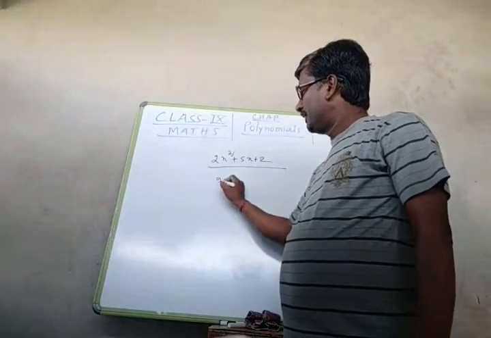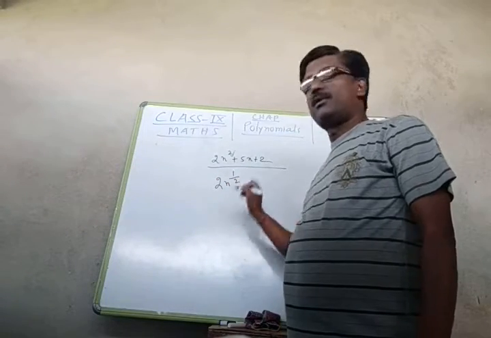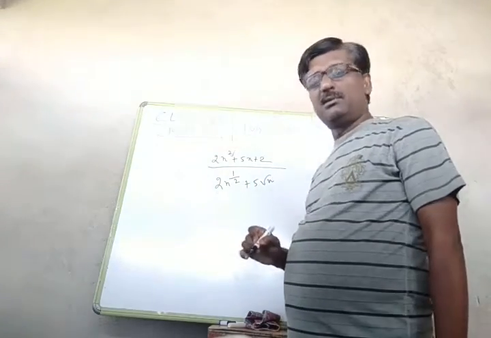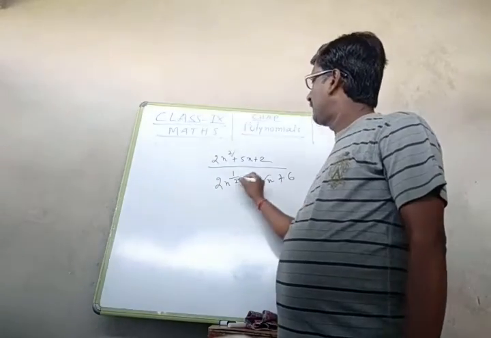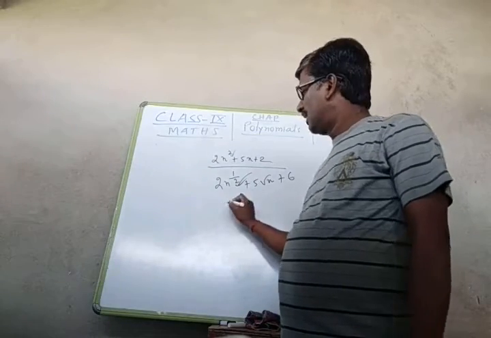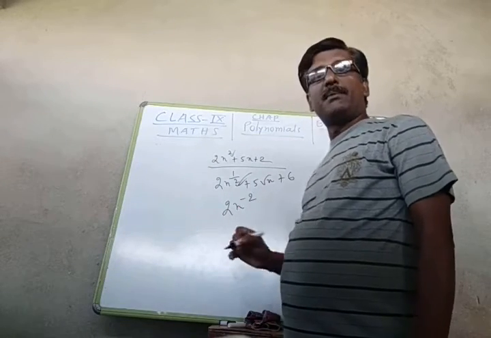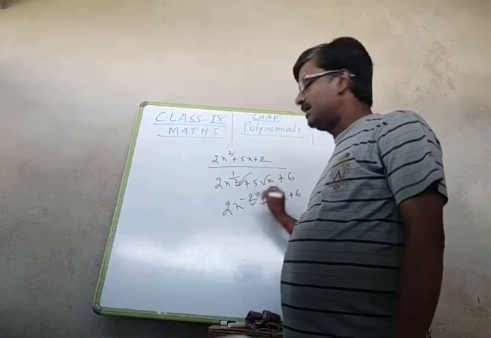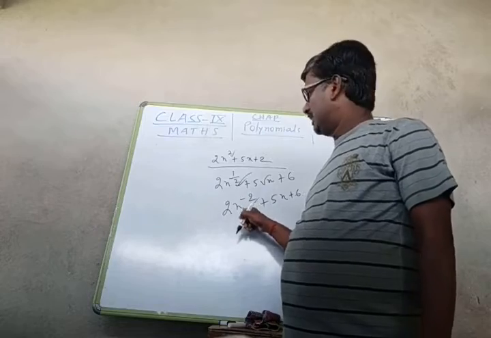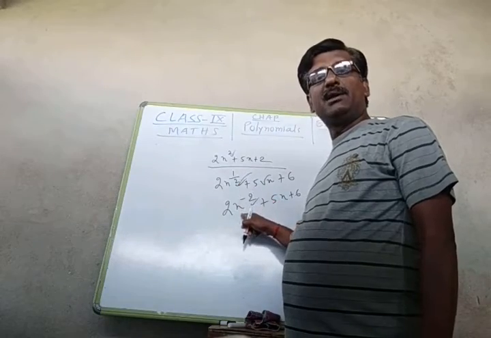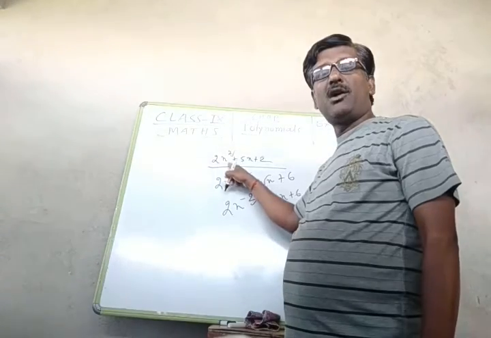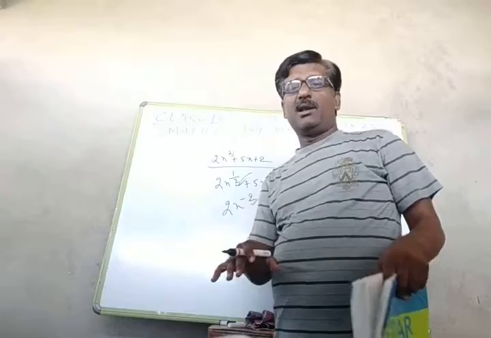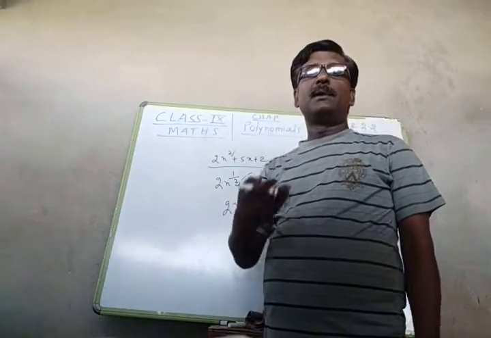Suppose I write 2x raised to power 1 by 2 plus 5 under root x plus 6, then the power is fractional. If someone writes 2x raised to power minus 2 plus 5x plus 6, then the power is negative. So to be a polynomial, each power of the expression must be non-negative.